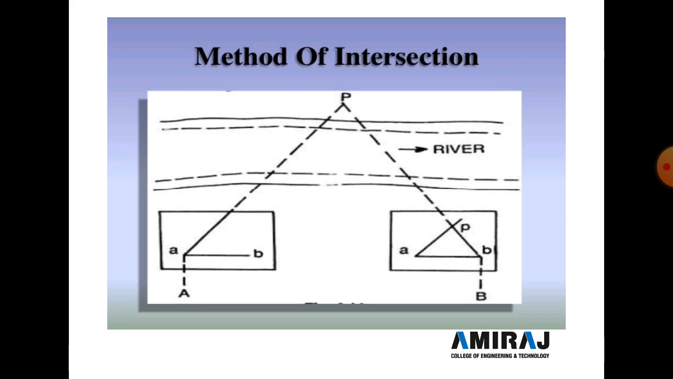So from the AB line, P is at some distance. On the ground, this AB line and the P line are exactly drawn on the paper. Clear? So this method is the intersection method.